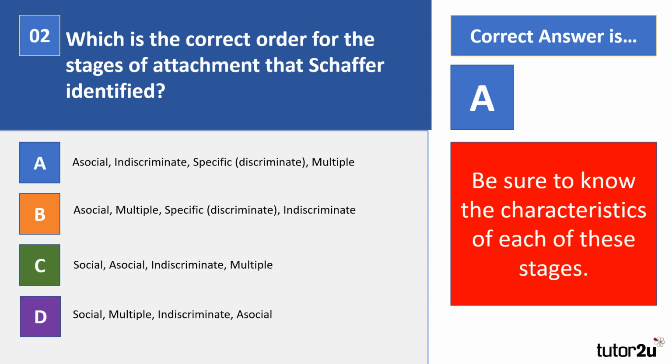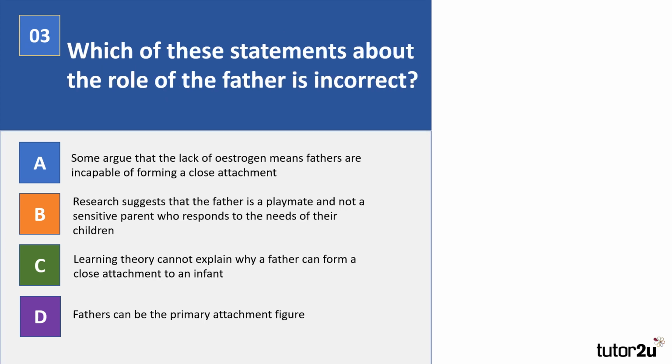Okay, on to the next question. Question 3. Which of these statements are incorrect about the role of the father? A. Some argue that the lack of estrogen means fathers are incapable of forming a close attachment. B. Research suggests that the father is a playmate and not a sensitive parent who responds to the needs of their children. C. Learning theory cannot explain why a father can form a close attachment to an infant. D. Fathers can be the primary attachment figure. I'll give you a minute to think about that. Pause the video.